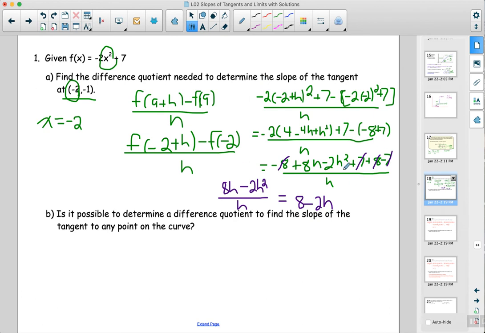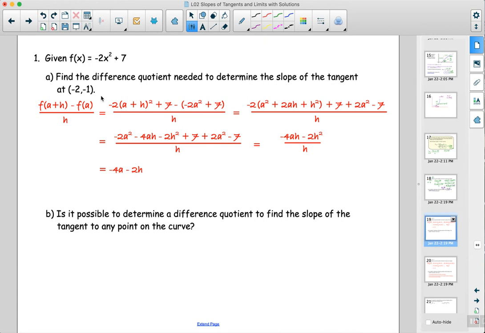So this is called first principle work. So in this particular case, I worked with a specific case, negative 2. Down here, it wants to know, could we find the slope of the tangent to any point on the curve? So I'm going to walk you through this one. In this particular case, if I want to be able to find it anywhere, rather than plugging in an a of negative 2, I'm just going to use a as a parameter.